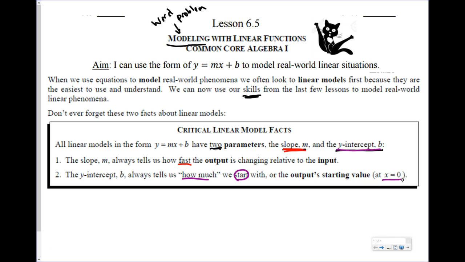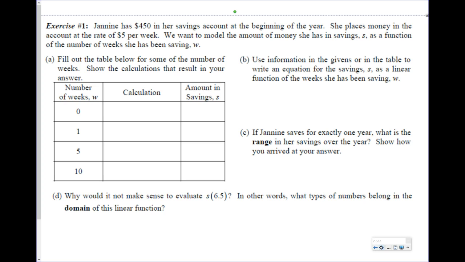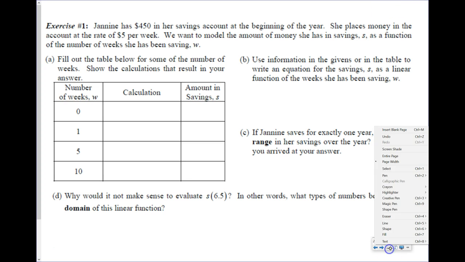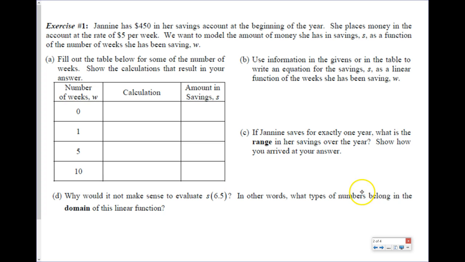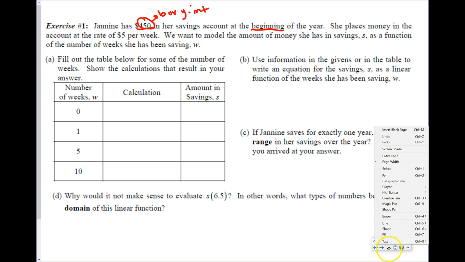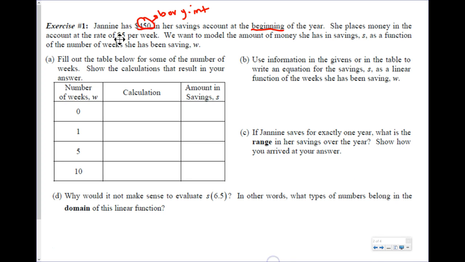So with those things kept in mind, let's take a look at exercise 1. Exercise 1. Janine has $450 in her savings account at the beginning of the year. So right there, I see at the beginning of the year, this right here is the start of something. So this 450, that is my b or my y-intercept. Keep going. She places money in the account at a rate of $5 per week. So there's a rate, so that must be my slope because of the word rate.